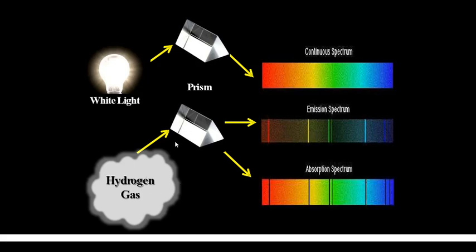So, in order to study hydrogen spectrum, which can be either emission spectrum or absorption spectrum, we are taking hydrogen gas inside a discharge tube. And the light emitted by this hydrogen gas when electricity is passed through it is studied with the help of a prism, so that we get either emission spectrum or absorption spectrum.